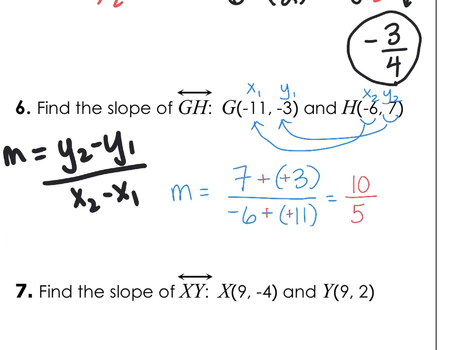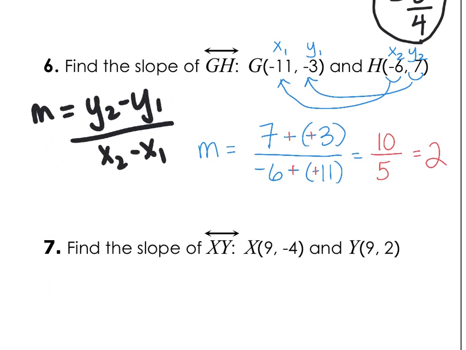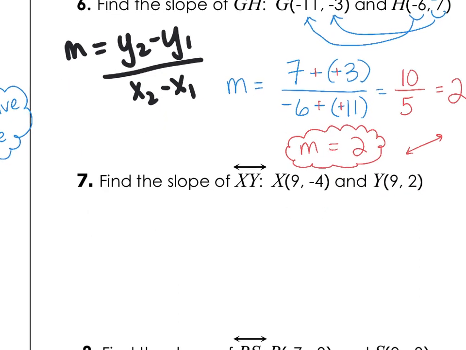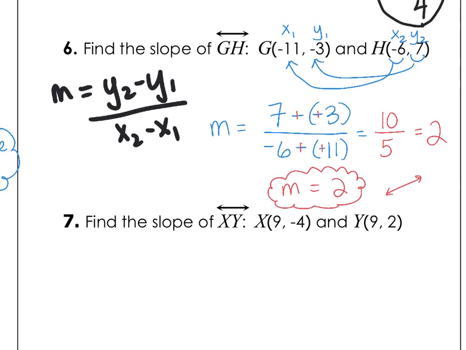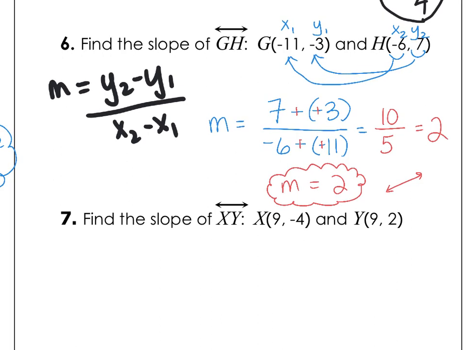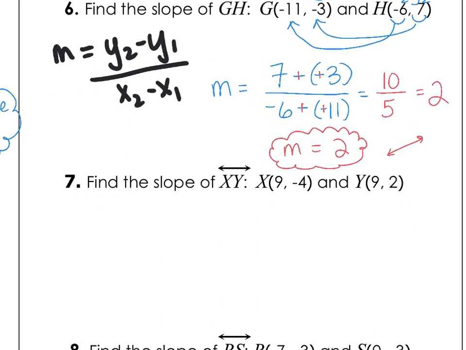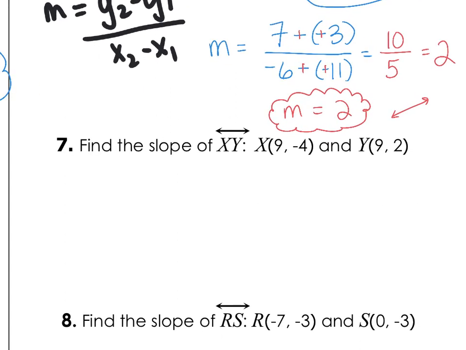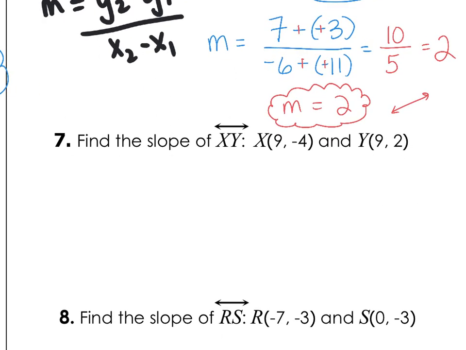Now, 10/5 is 2. You don't have to leave that as a fraction because it's a whole number. Whole numbers and integers are fine. So my slope is 2. That is a positive slope, which means my line is going to go up from left to right. We're good? Like I said, pause if you need to write everything down. That way you don't feel rushed. You can pause whenever you want.